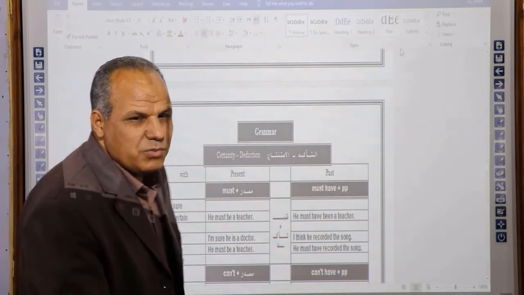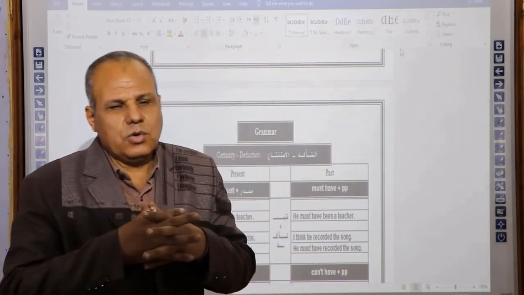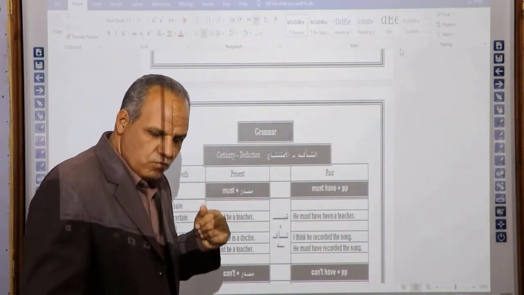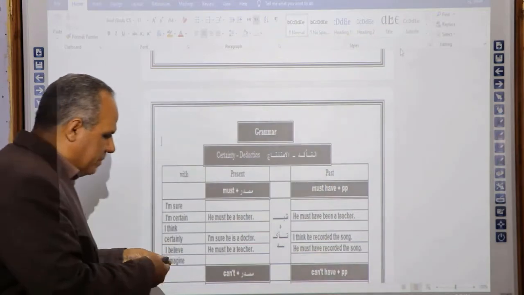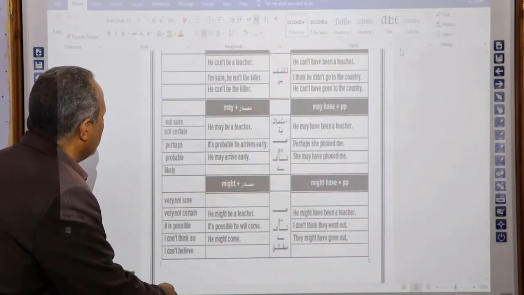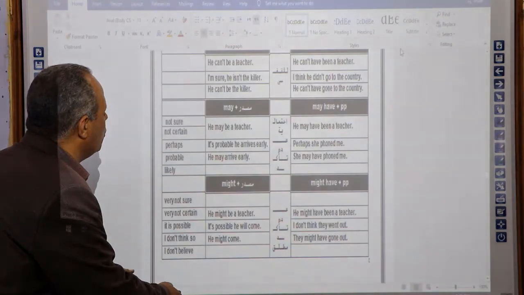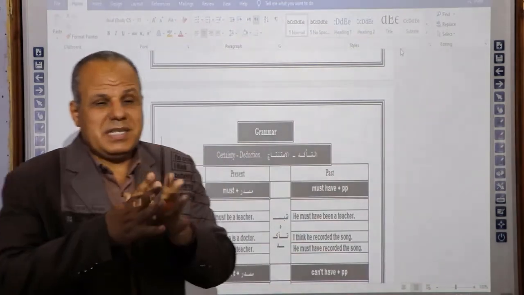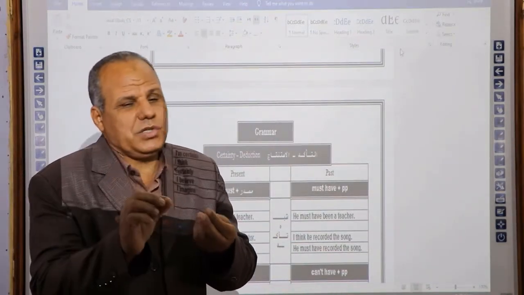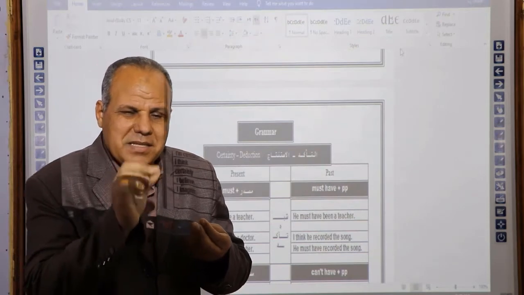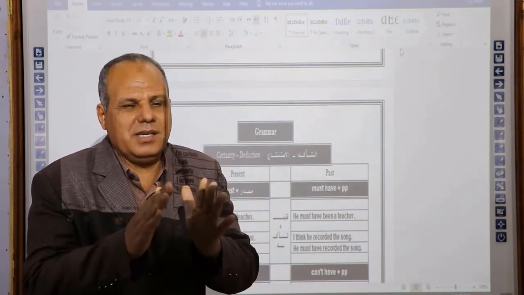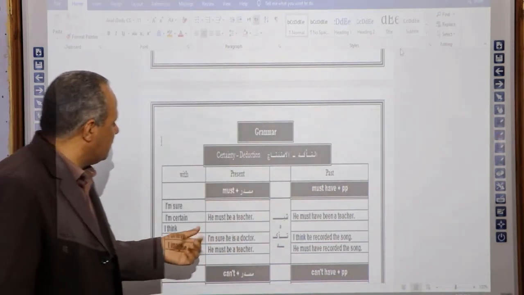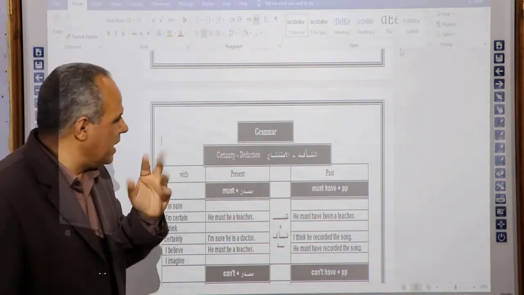And now let's move to structure or grammar. It's about deduction، الاستنتاج. To express deduction in the present we use must plus infinitive. We use must plus infinitive when I am near certain، متأكد تقريبا that something is true، إن شيء ما حقيقي. For example, he must be a teacher، يجب أن يكون مدرس.